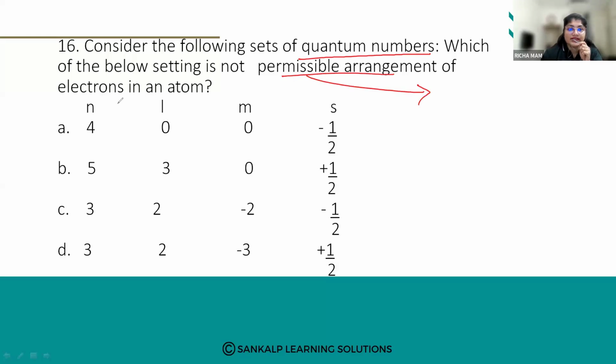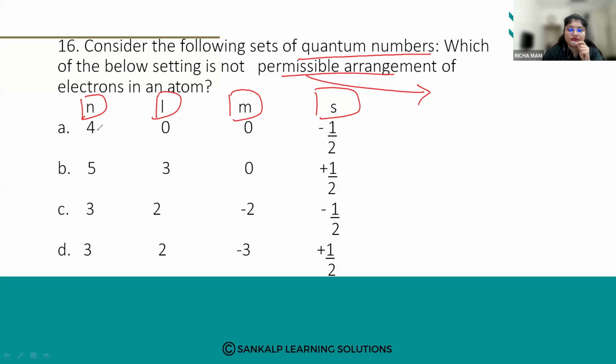Now we know what is n, what is l, what is m, and what is s. So try to answer this. These are the four options. Which set of quantum numbers is not possible? Just see and apply. 16th question.